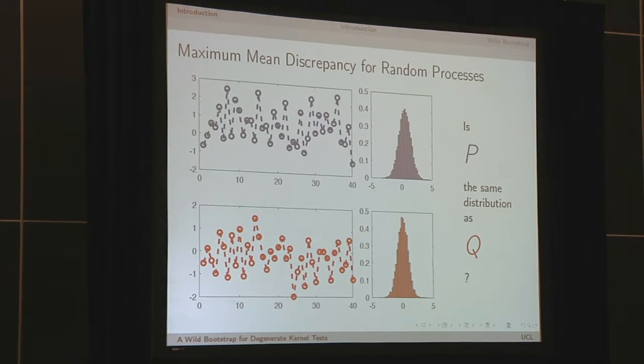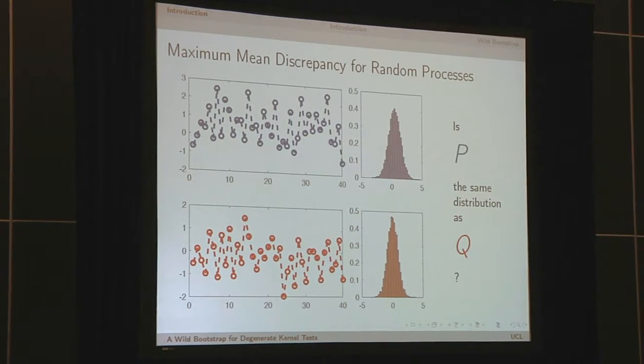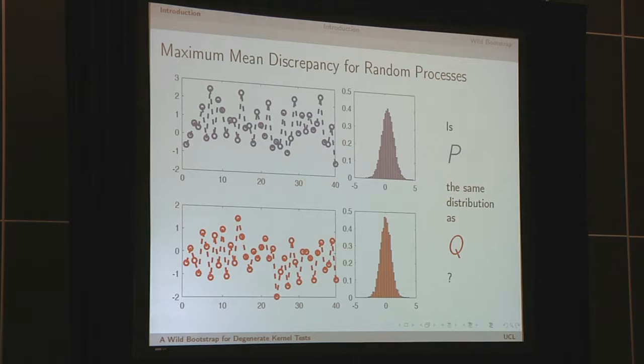We get access to samples that come from a random process. Usually people think about this problem as getting independent observations. This kind of problem is called the two-sample problem, and we'll be trying to solve it using the maximum mean discrepancy.